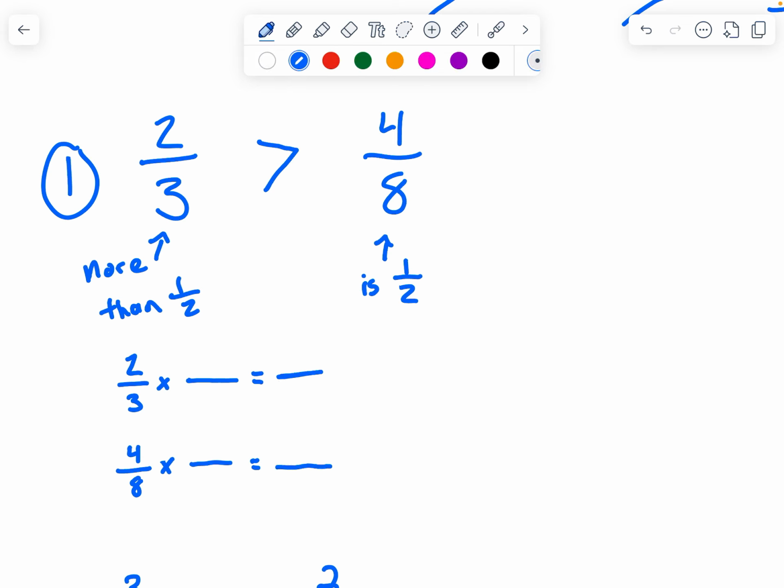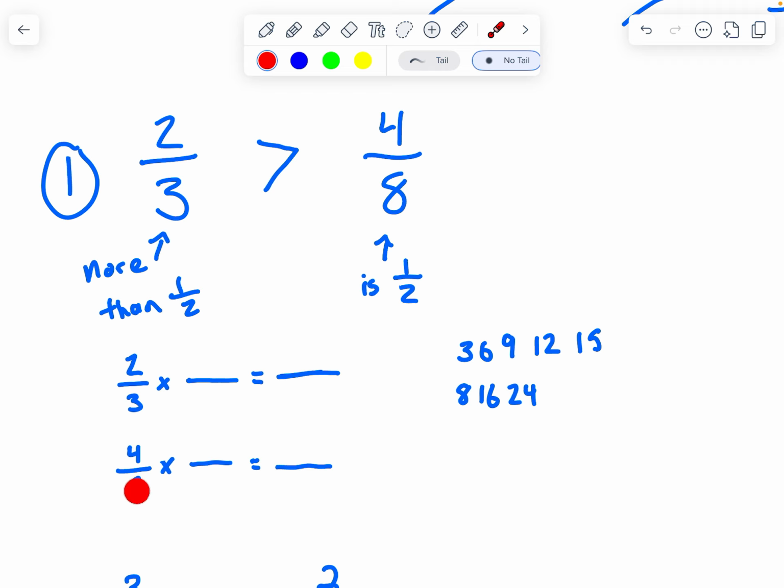So how I think about this is I'm going to think about my 3's facts and my 8's facts. Now, it is not necessary to write all of your 3's and 8's facts, but some kids need to see it. 8 plus 8 is 16. 16 plus 8 is 24. So I think about my multiples, right? I'm trying to think of what is a number that both 3 and 8 can go into, okay?